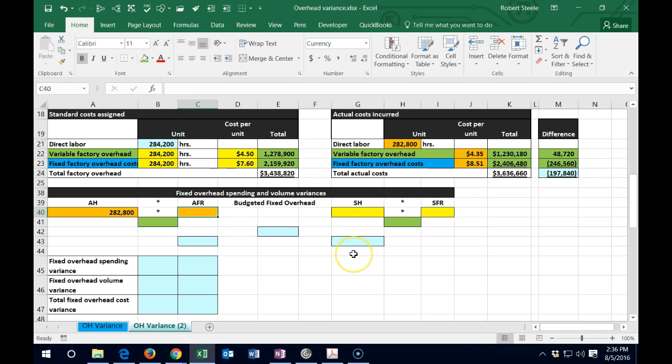And then the actual fixed rate. The actual fixed rate is going to be this 851. There we go. And if we multiply those two out, we have the 282.8 times the 851, and we've basically calculated this number. We'll do the same thing over here. Here are the standard hours. Again, I put them all here. You can take any one of them, it's fine, they're all the same number. And then we're going to take the standard fixed rate, and that's going to equal the 760 in this case.